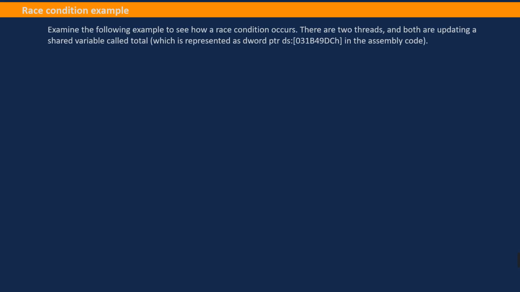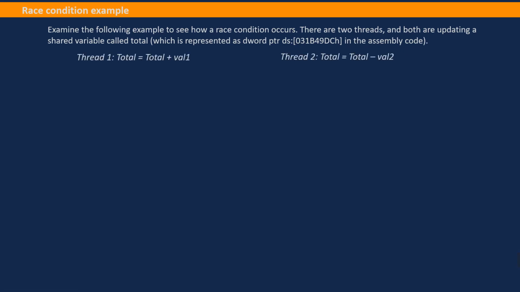So here is an example of a race condition. Examine the following example to see how a race condition occurs. There are two threads and both are updating a shared variable called total, which is represented by the double word pointer ds, and then you have this memory location in hex in the assembly code.